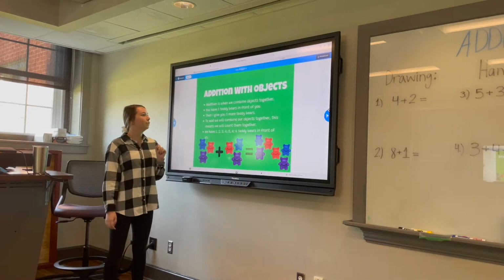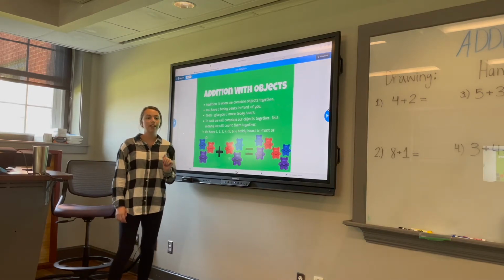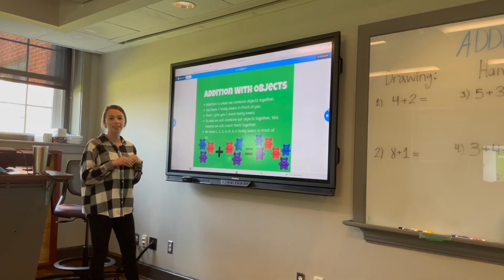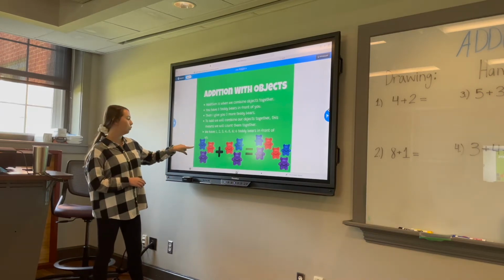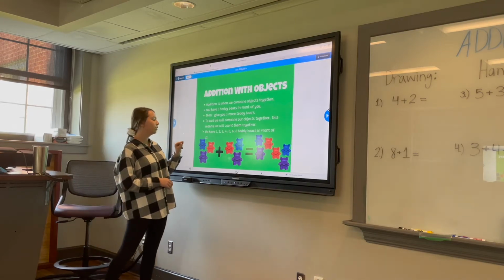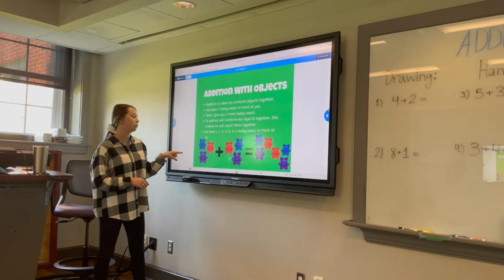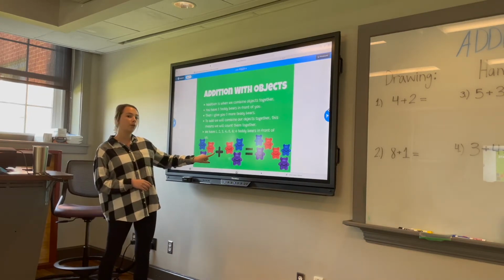So, addition with objects. Addition is when we combine objects together. This means that we will count our objects together. As we can see, we have 3 teddy bears in front of us. 1, 2, 3. If I give you 3 more teddy bears, then we're going to add those to the teddy bears we already have. This means that we will use an addition sign or a plus sign.